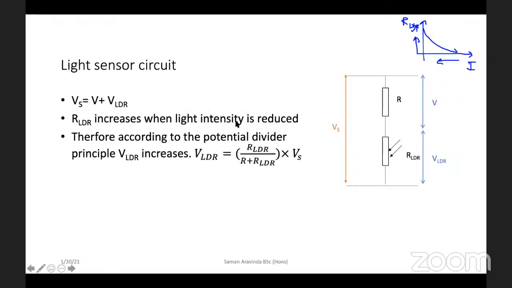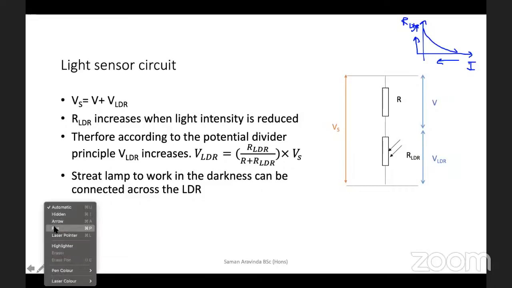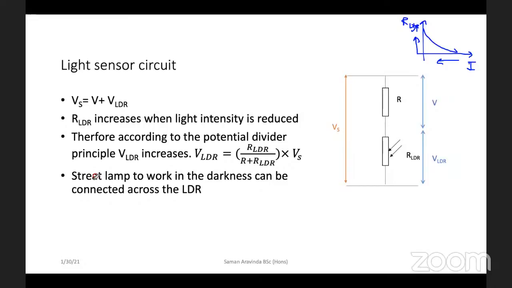So LDR resistance increases when the light intensity is reduced. According to the potential divider principle, the potential difference across the LDR is more compared to the potential difference across the fixed resistor. So street lamps are usually connected across the LDR to work in dark conditions. Then to turn it off in the daytime, as the light becomes more intense, the resistance drops. Resistance drops means potential drops, so it automatically turns off. Do you understand? Does that make sense? Simple, right?